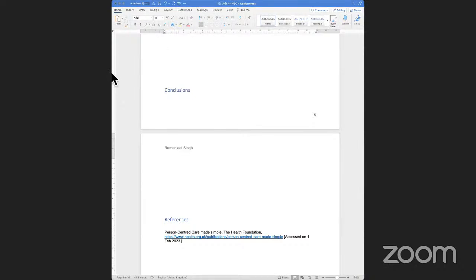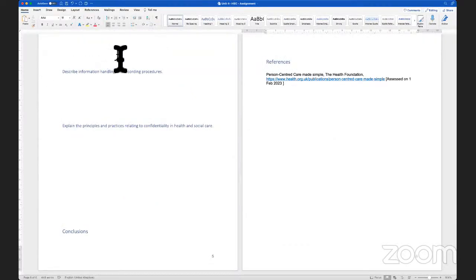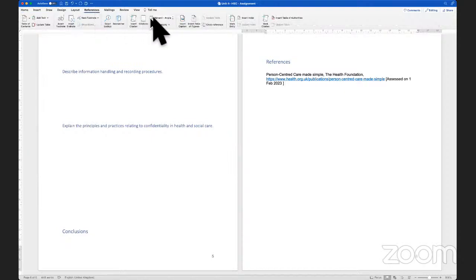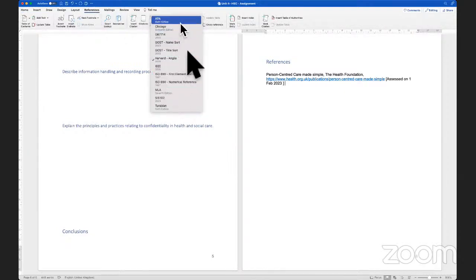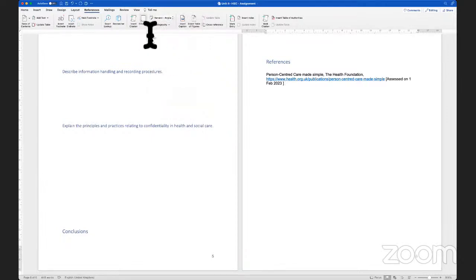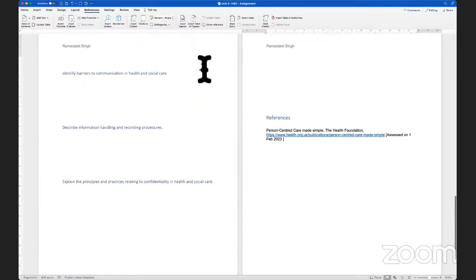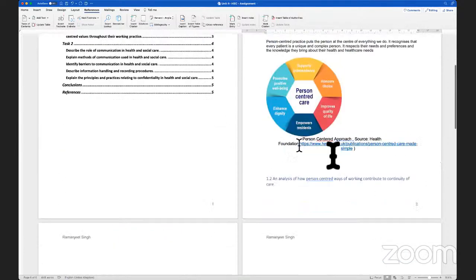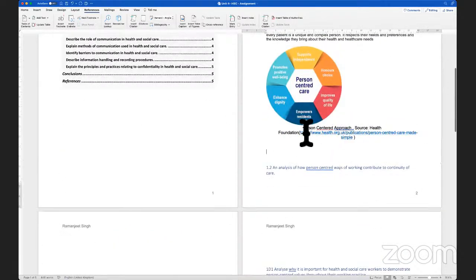Now, for those of you who are new to Harvard referencing, you can also do referencing within Word, as long as you know the website and you know where you're taking the material from. So what I would do is click on references. In the references option, there are lots of different types of referencing system, but we choose Harvard Anglia.